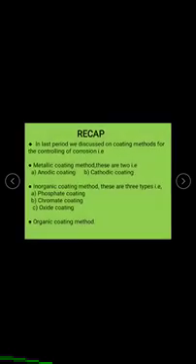In the last period, we discussed the coating methods for control of corrosion. We discussed three different methods. That is, metallic coating methods, which can be classified into two types: anodic coating and cathodic coating. In anodic coating, the base metal is covered with a more reactive metal. In cathodic coating, the base metal is covered with a less reactive metal.